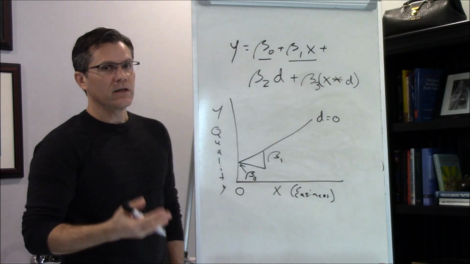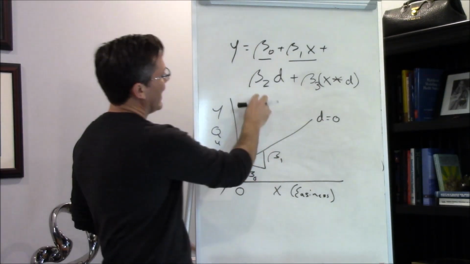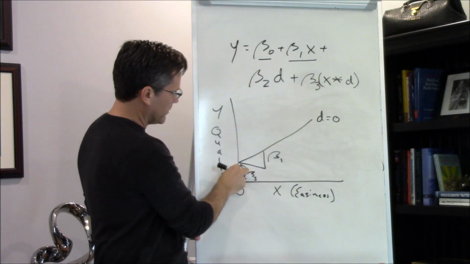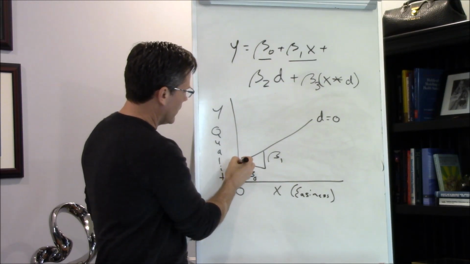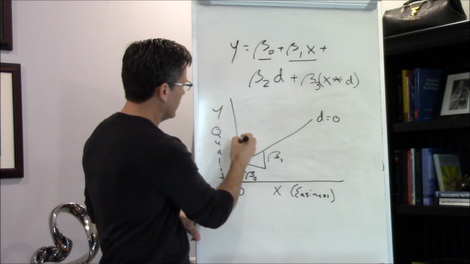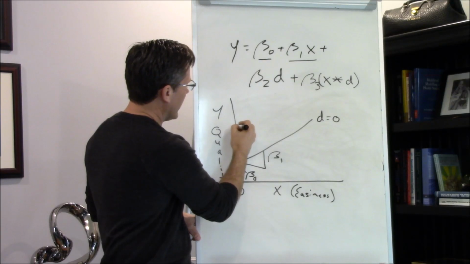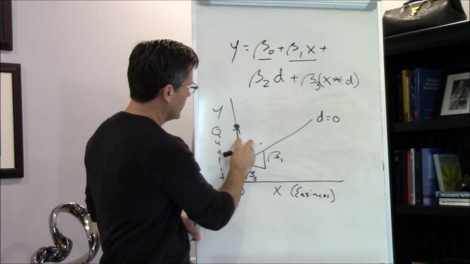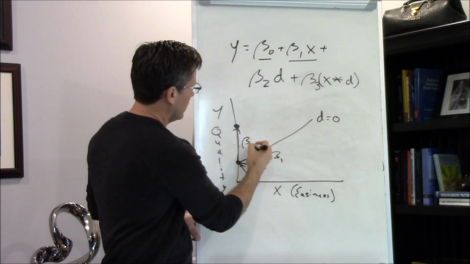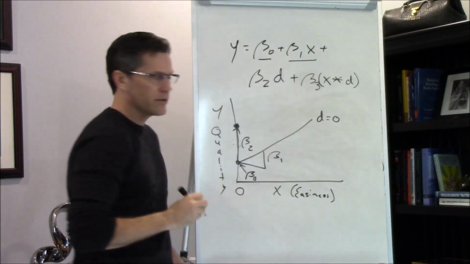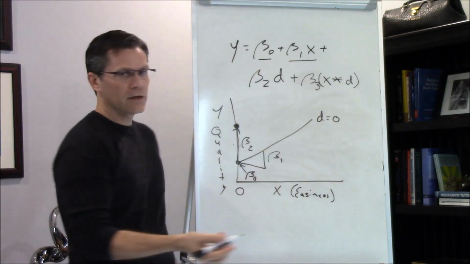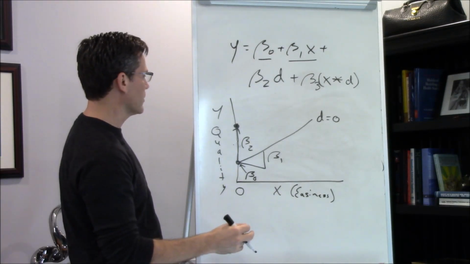Okay, well, what if D is 1? Now we've got to add beta 2 to our intercept. So we start here at beta naught and we add, let's go up a little higher, we add to that our beta 2, right? And that's where our simple intercept is for our contrast group, our chili pepper professors, right?